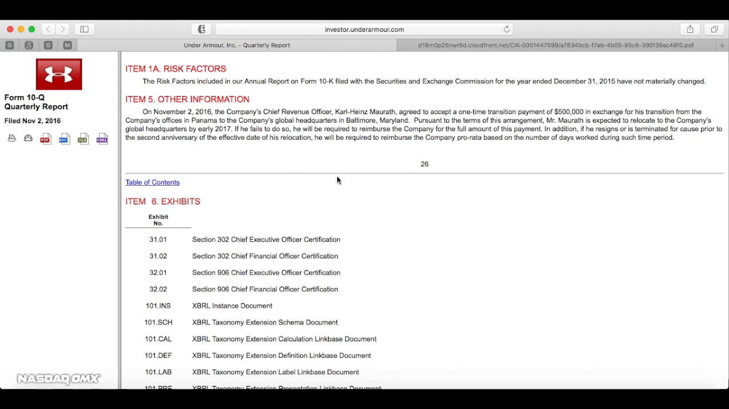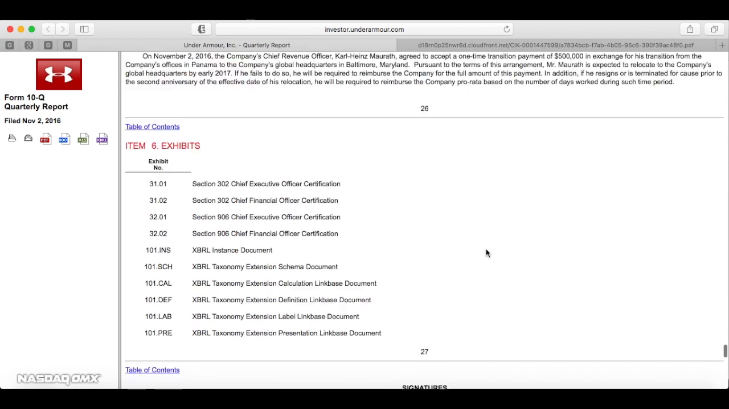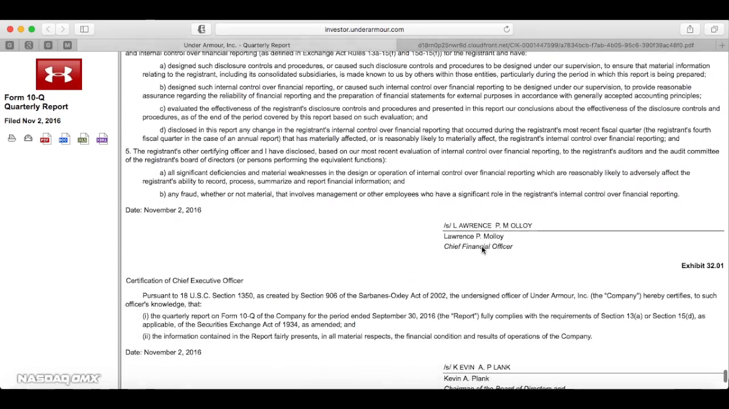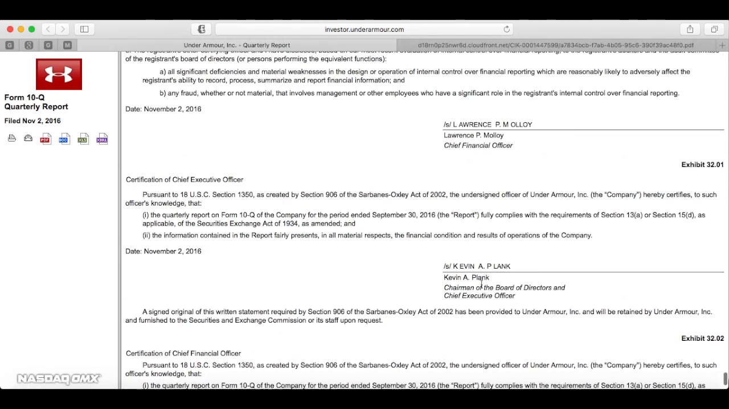Other information, they might throw some in. Looks like they threw in a guy, 500,000, and then we finally get down to signatures, guys. Mr. Kevin Plank, electronic signature.